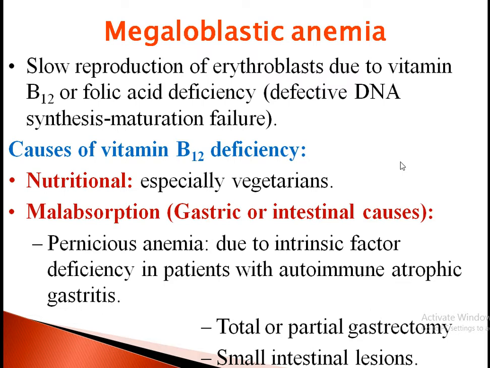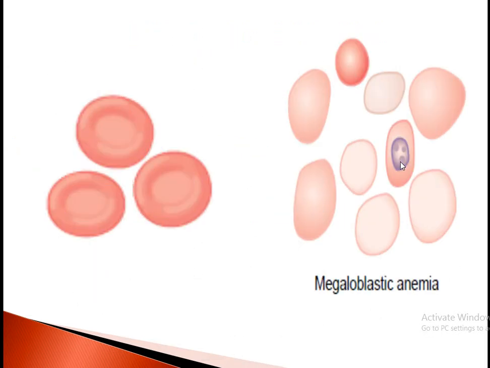Or it may be due to total or partial gastrectomy. Gastrectomy is the surgical operation related to the stomach. So total or partial gastrectomy means that either the whole of the stomach or some part of the stomach is surgically removed due to the disease process. Or it may be due to the small intestinal lesions.